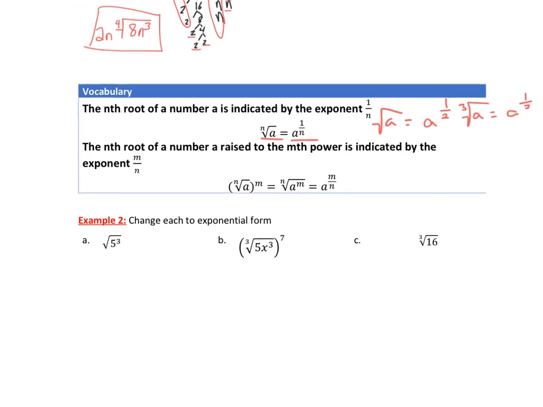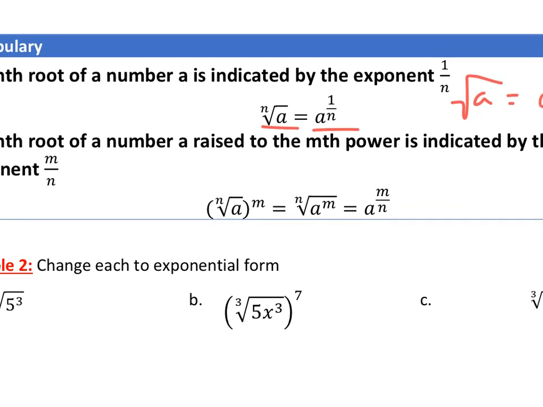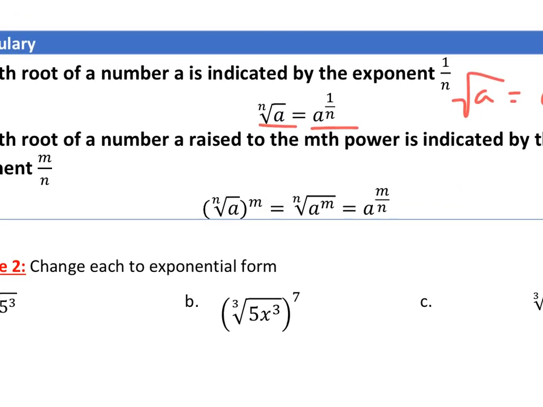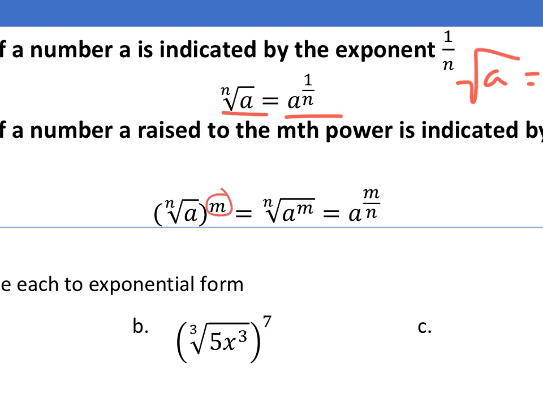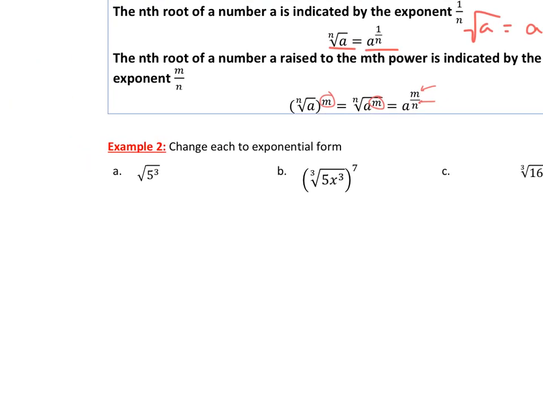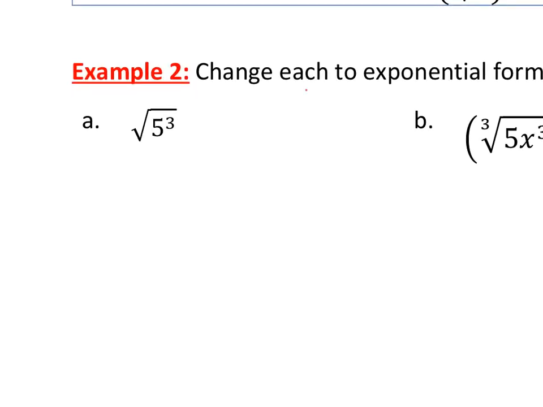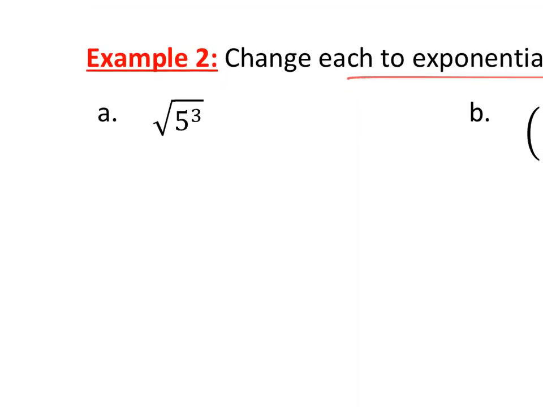Now, if the stuff is also being raised to a power, you can rewrite it in multiple forms, which can make this a little confusing. But if you have an exponent on the outside or an exponent on the inside, then they can be written as a to the power of the exponent over the index. So if we look at some examples, we're going to write each in exponential form. We have our index of 2. The 5 has an exponent as well. So we can rewrite it as 5 to the exponent over index. So 5 to the 3/2.